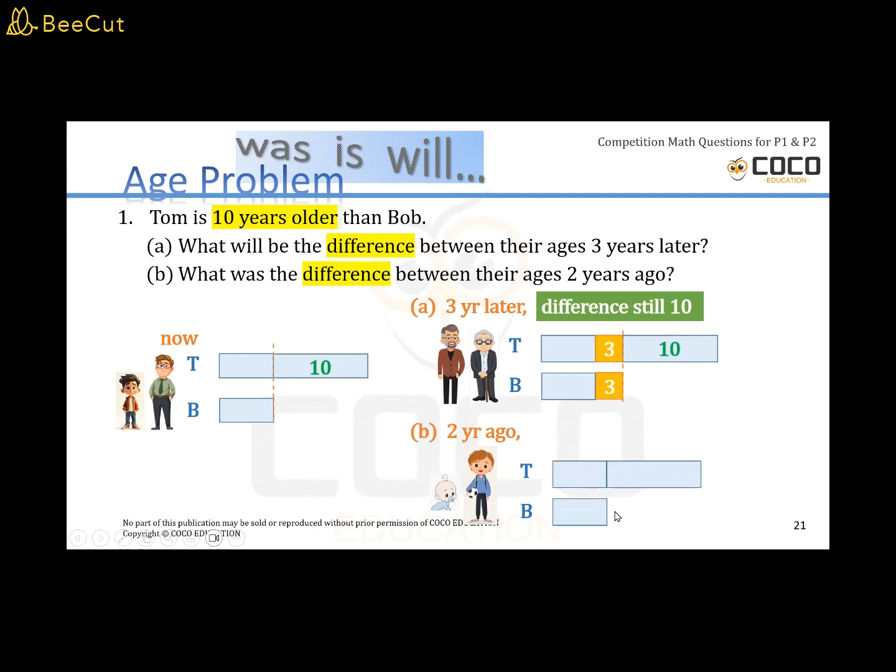That's the bar for now. 2 years ago, Tom is younger, so Tom's bar should get shorter than now. How much shorter? 2 shorter. How about Bob? Bob's bar is also shorter than now. So we cancel the 2 here. Then you will find the difference is still there, which is still 10.